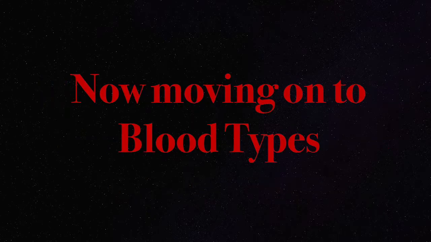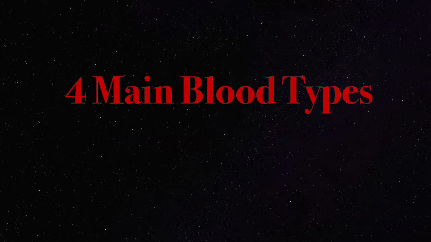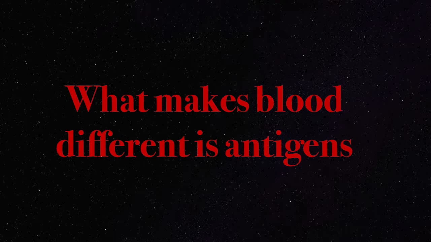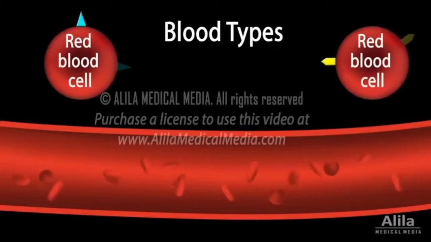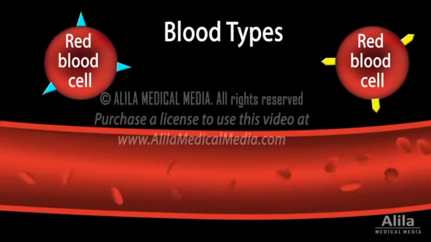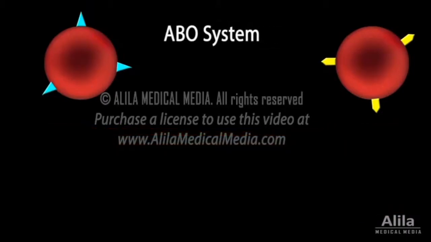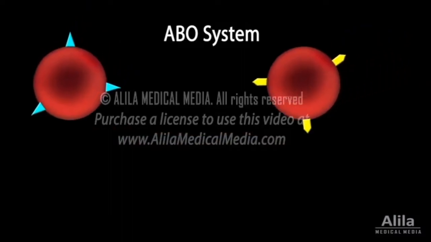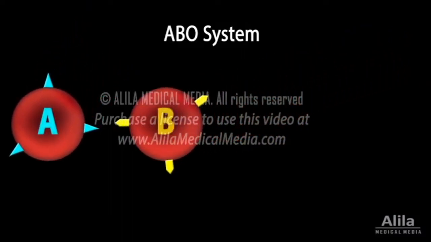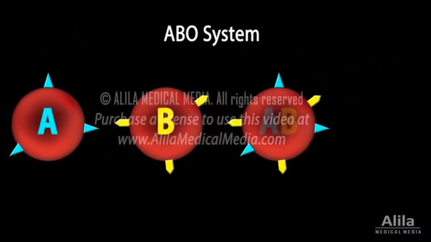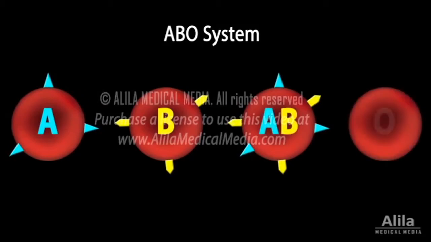Now moving on to blood types. There are four main blood types: A, B, AB, and O. What differentiates the blood is antigens. A blood type refers to the presence or absence of a certain marker or antigen on the surface of a person's red blood cells. For example, in the ABO system, presence of A or B antigen gives type A or B, presence of both antigens gives type AB, while their absence gives type O.